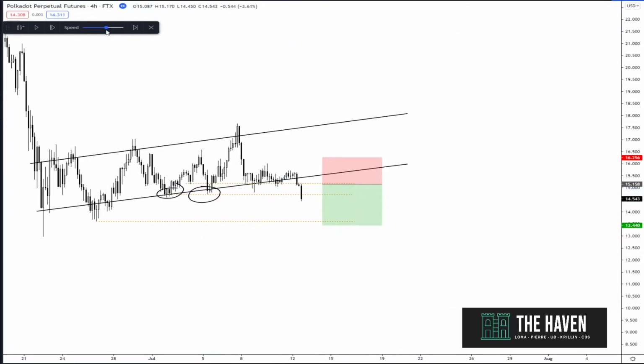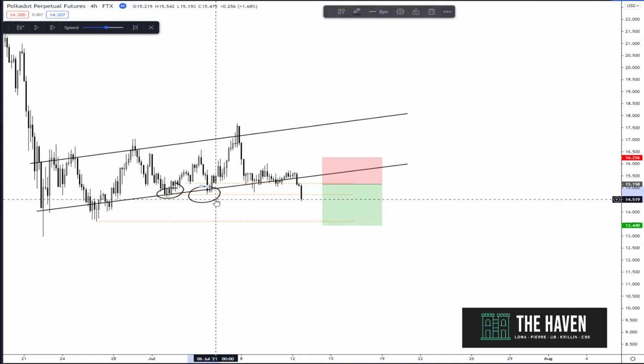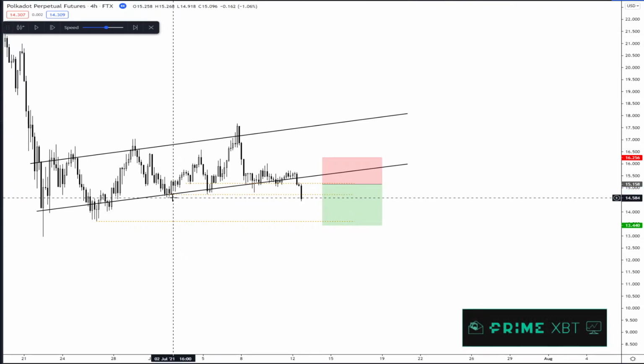So for us to break down from that level is pretty big for the bearish argument.